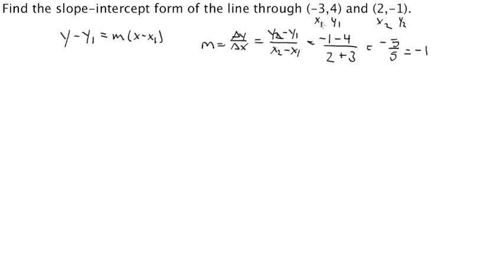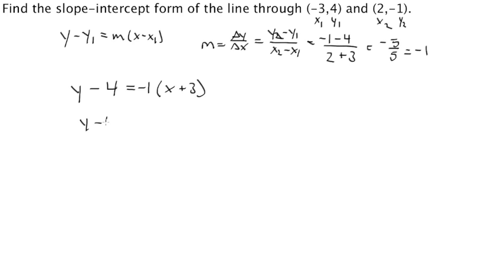Here's the point that I'm going to use, so we're in business. Y minus y1, we said, is 4, equals m, our slope. We found our slope to be -1, times x minus x1. x1 is going to be -3, so minus -3 is plus 3. So this is my line in point-slope form. To get into slope-intercept form, all I have to do is solve for y.